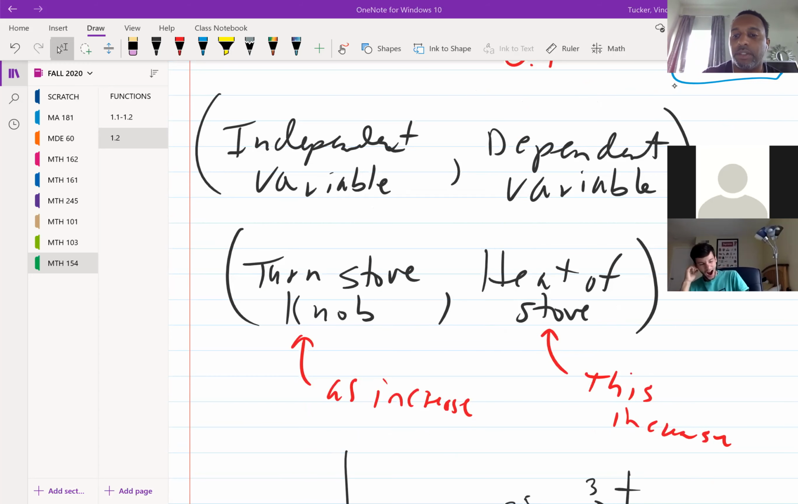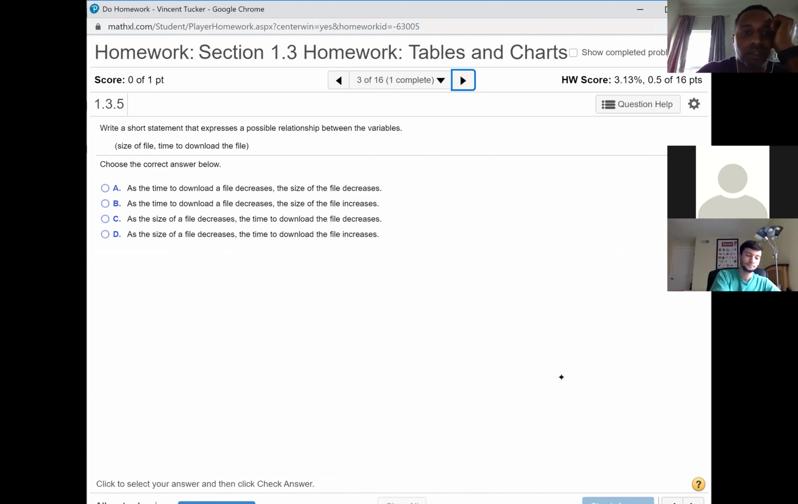All right, so let's go back to the homework. It says write a short statement that expresses a possible relationship between the variables. So the size of file, time to download file. So remember, your relationship is leaning on the first one happening and the second one depends on it. So A and B wouldn't be good for us to choose because it's talking about as the time to download does something, but we're dependent on the first one. So it should be C or D. So that's how you eliminate your options.